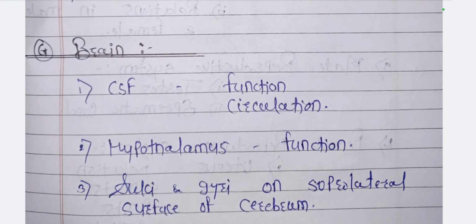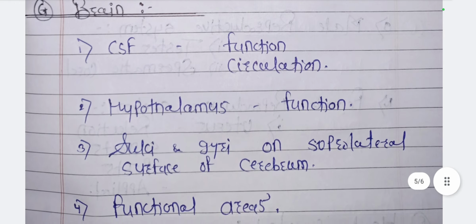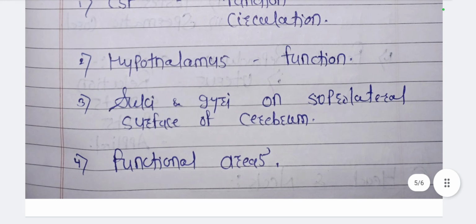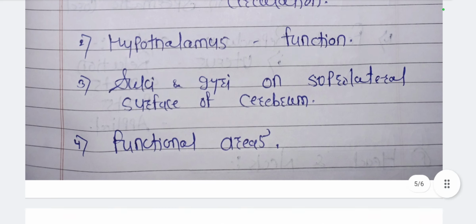Important points which are mostly asked in the brain topic are CSF, its function and circulation, then function of the hypothalamus, then sulci and gyri on the superolateral surface of the cerebrum and functional areas on the cerebrum.